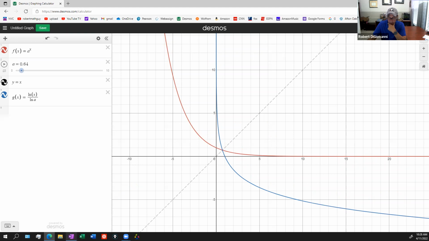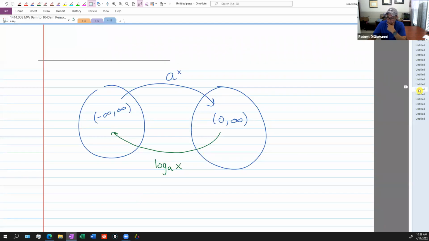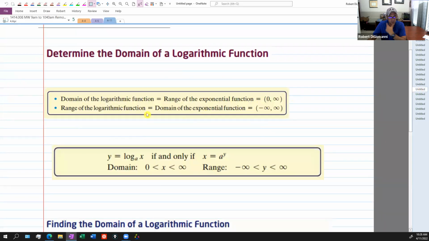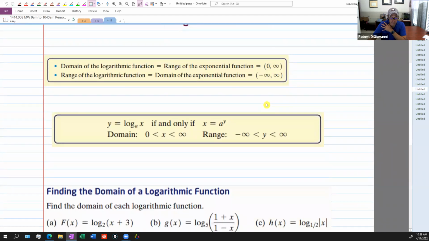All right, let me get back to my notes. So here's domain and range of log. I just went through that. Okay.